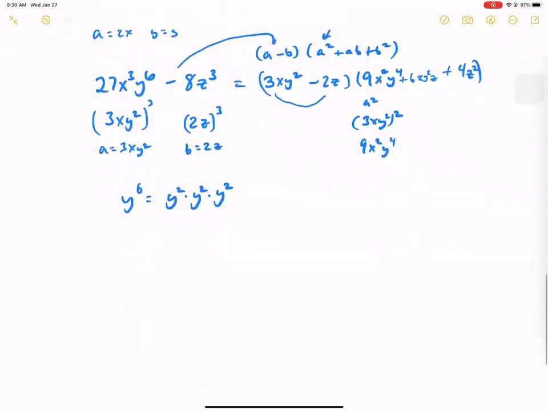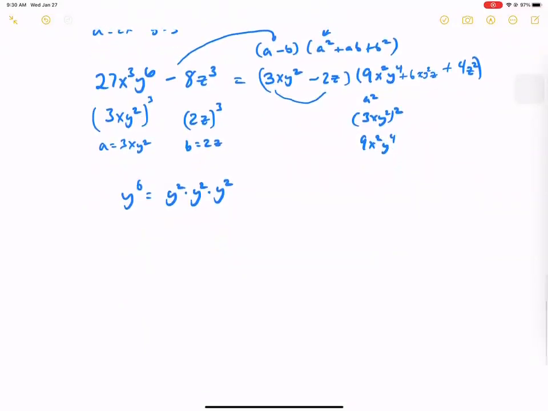Let's look at another one. Okay, so I'm going to make this one more ugly one. Let's see if you guys can do it. It's going to be 125 x to the 6 minus 27 y cubed z to the 9th. That looks kind of terrible, right? But does this fit our definition here where they're cubes?